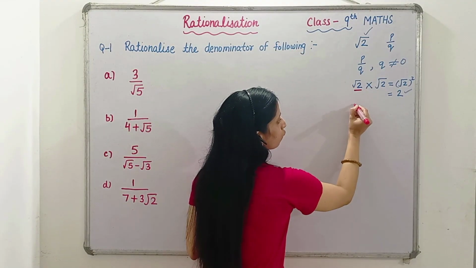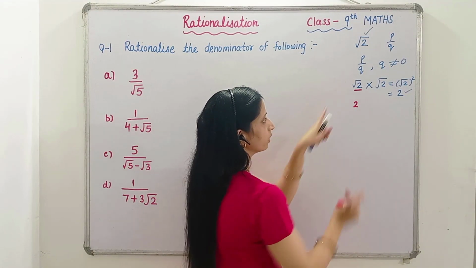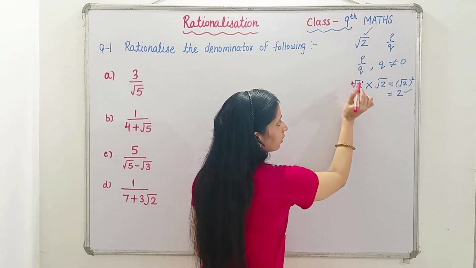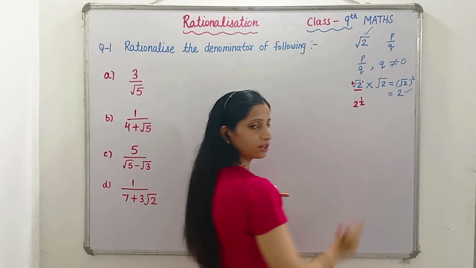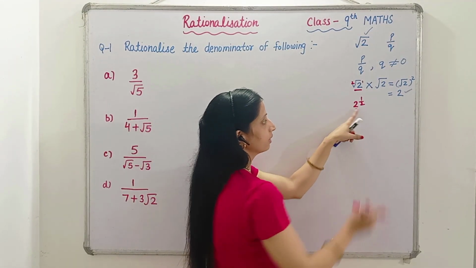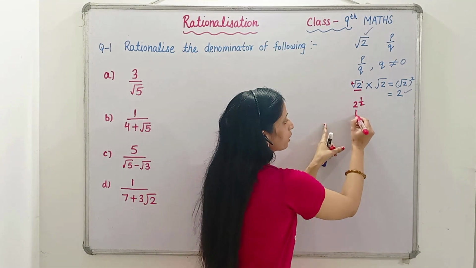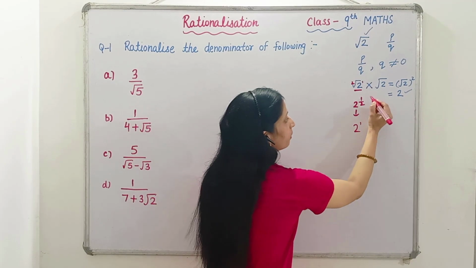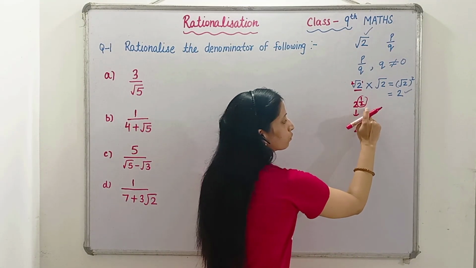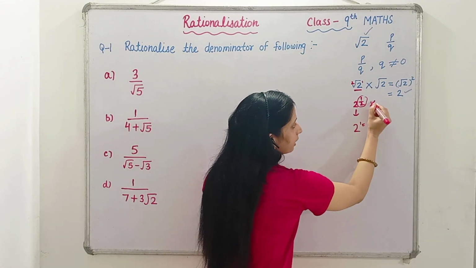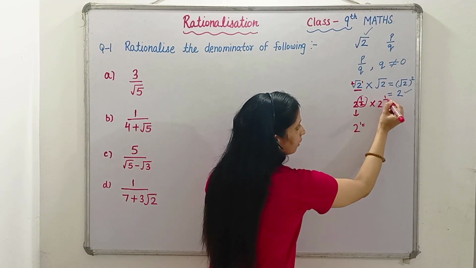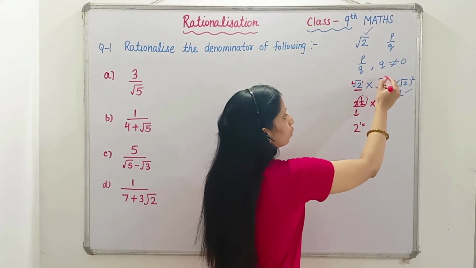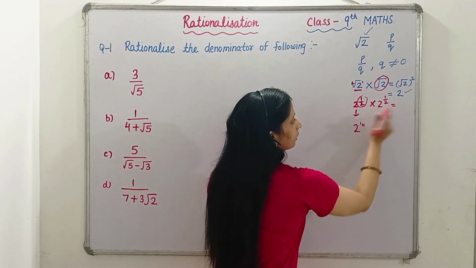This root 2 means what? This means 2 raised to the power, here no power is given, this means 1, and for root, 2 is hidden here. So this means 2 raised to the power 1 by 2. And now when will this number be rationalized? When we get only 2, or 2 raised to the power 1. So to make this power 1 by 2 into 1, we have to multiply this by 2 raised to the power 1 by 2, or simply we can write root 2. Then only we will get it, okay.